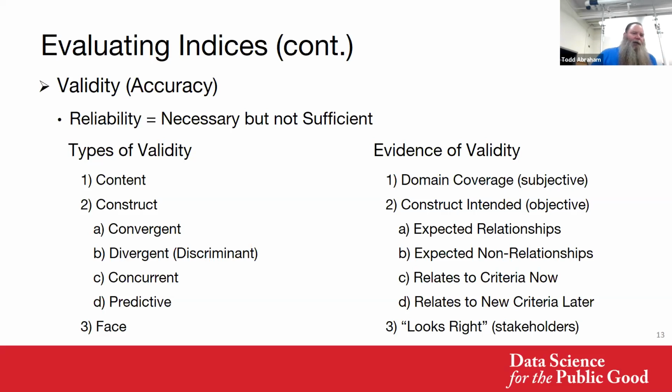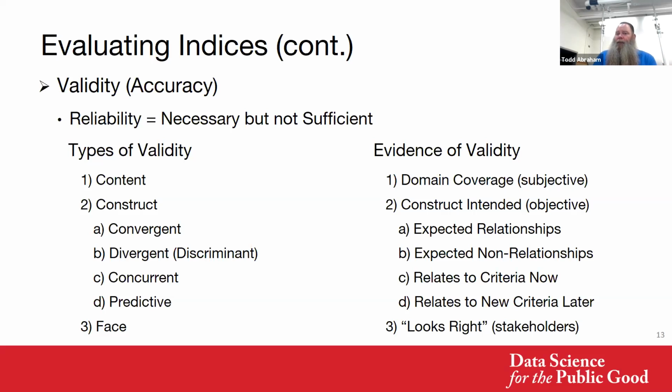So some key types of validity in terms of evaluating indices. A lot of different ways to kind of combine these into hierarchies and substructures and subtopics of validity. But the key three, I think, are these. It's just content validity, construct validity, and a term called face validity. Content validity is a subjective theoretical issue.